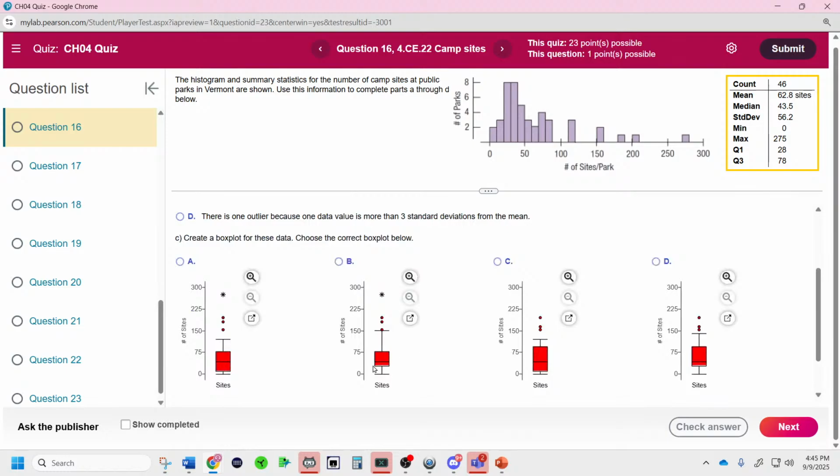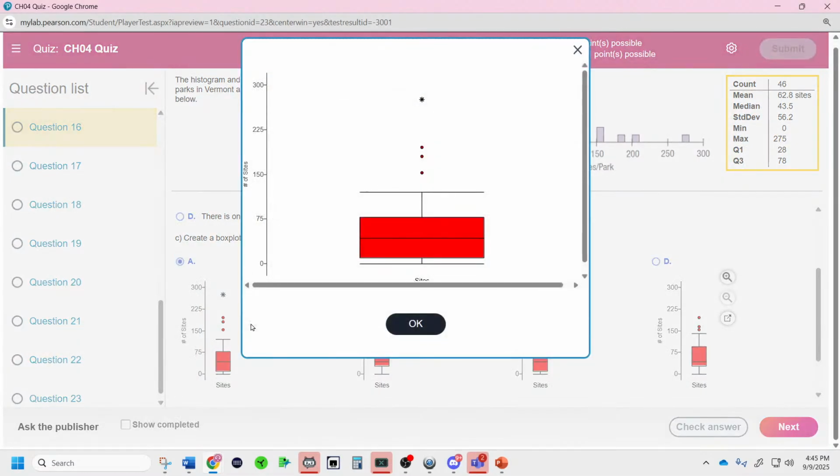So now we look, which ones have 3 to 5 outliers? Well, if you look, there's an outlier at about 275 or so. So it has to be this one or this one. It has to be one of these two answers because these don't have this high outlier. So knowing it has to be one of those two answers, we can take a look at this one.